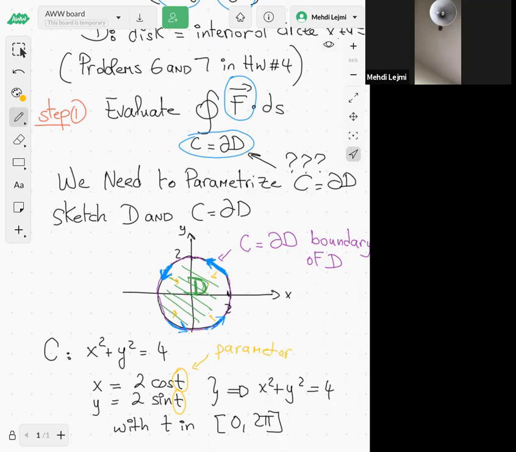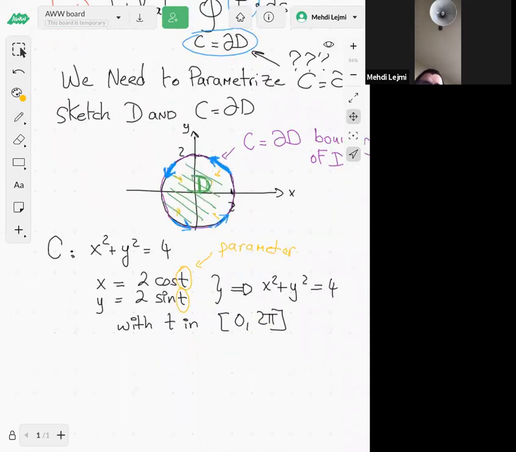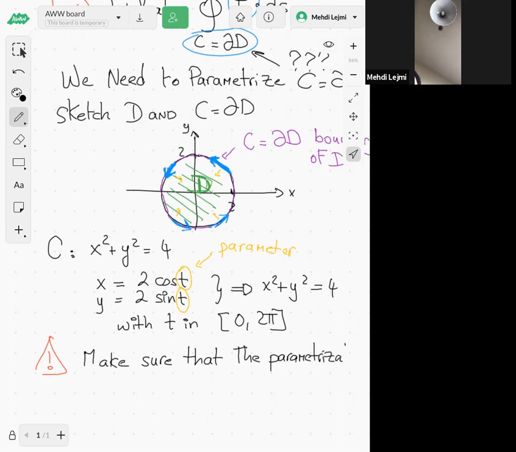Now you have to be careful. Once you have a parameterization, you have to make sure that the parameterization actually coincides with your orientation, right? This is important, and you have to be careful of this. You have to make sure that the parameterization coincides with the given orientation.